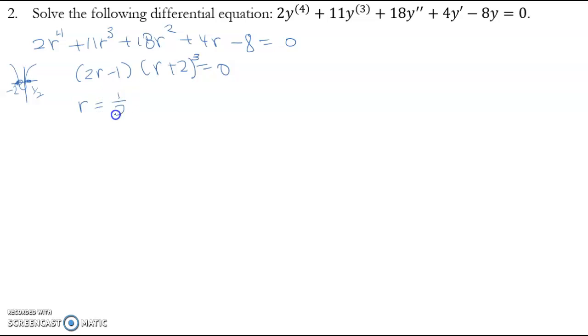r can be 1/2 or negative 2. It's really important that this negative 2 has a multiplicity of 3 because it's repeated 3 times. 1/2 has a multiplicity of 1.